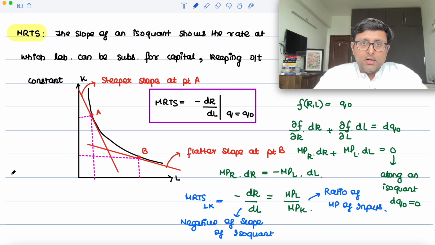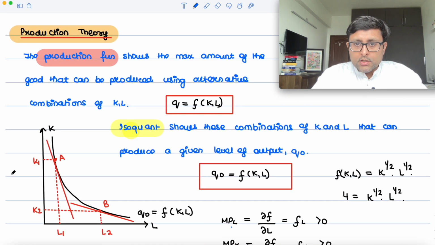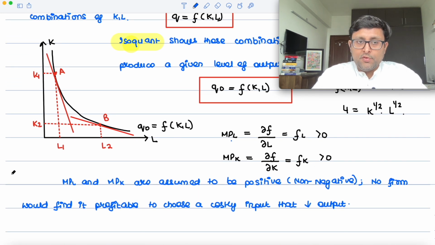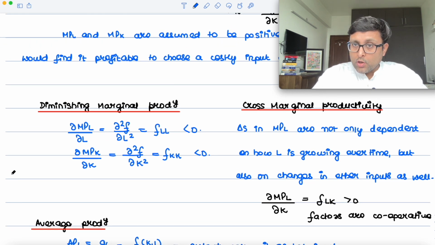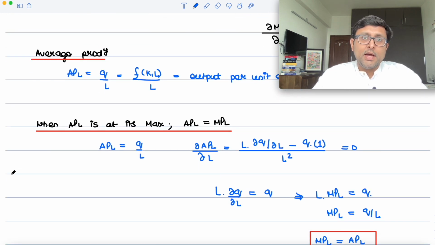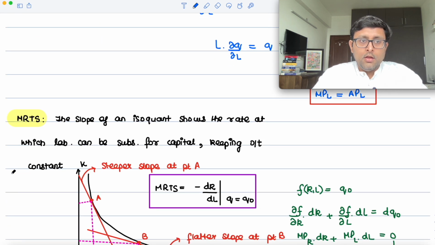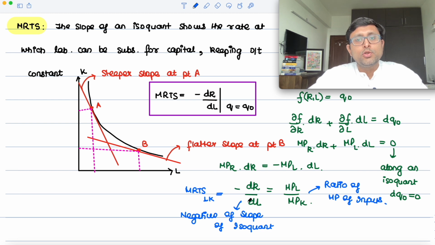So what is it that we have learned in this? We understood what is production function, what is an isoquant, what are marginal productivities of labor and capital, what do you mean by diminishing marginal productivity, what is marginal productivity, average productivity. When APL is at its max, APL is equal to MPL. What is an MRTS? And how do you show that MRTS is equal to the negative of the slope of an isoquant and equal to the ratio of marginal productivities of inputs, right? Okay, so this is what I wanted to do in this class.